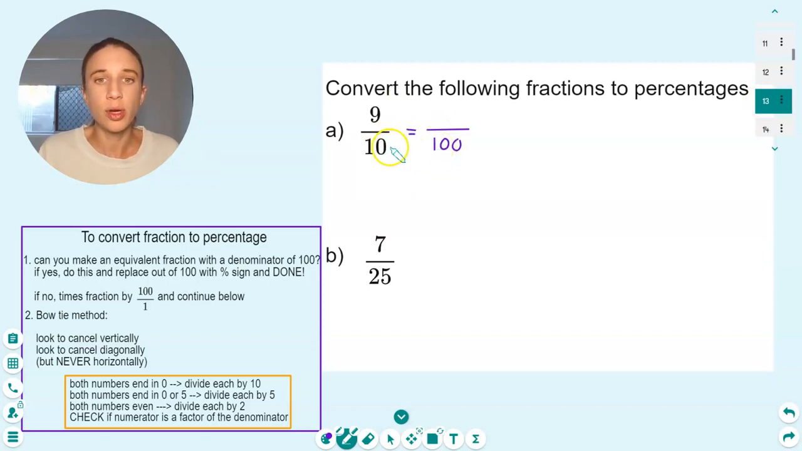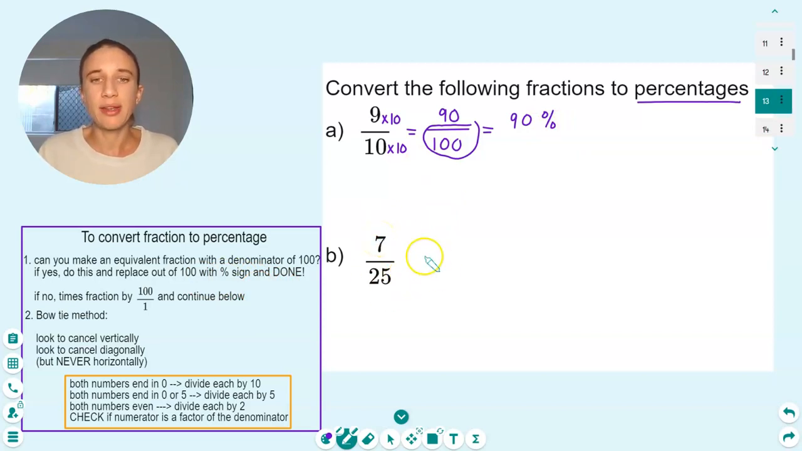So 10 times what gives me 100? 10 times 10. And what we do to the denominator, we must also do to the numerator. So 9 times 10 is 90. Then it's asking to express this fraction as a percentage. I know that out of 100 is the same as percent, so I just rewrite it like that. What about this one?